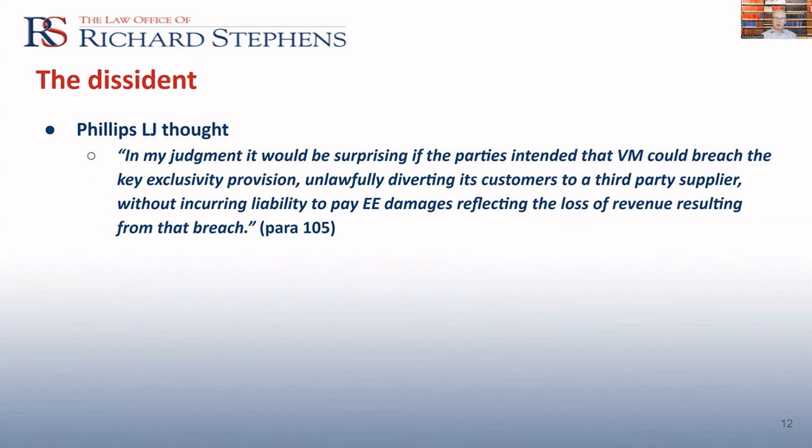Lord Justice Phillips, in a remarkably short dissenting judgment, said, "In my judgment, it would be surprising if the parties intended that Virgin Mobile could breach the key exclusivity provision, unlawfully diverting its customers to a third-party supplier without incurring liability to pay EE damages, reflecting the loss of revenue resulting from that breach."